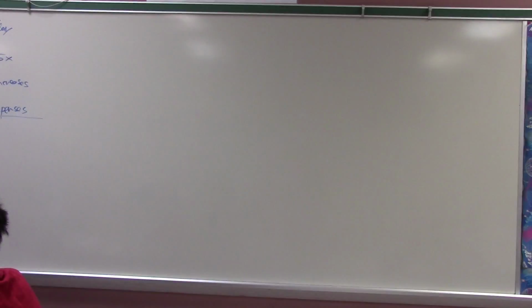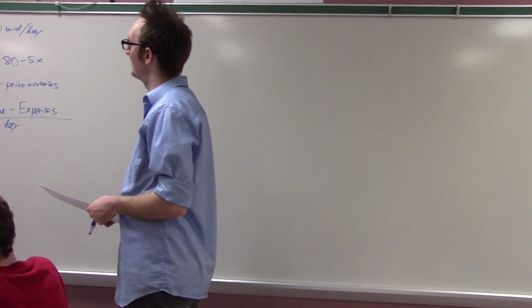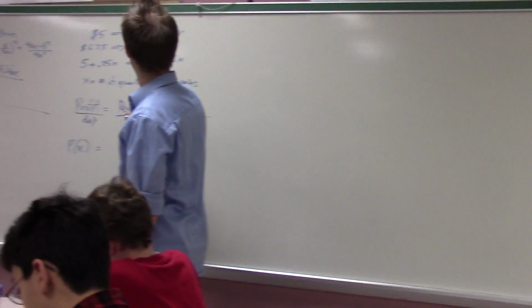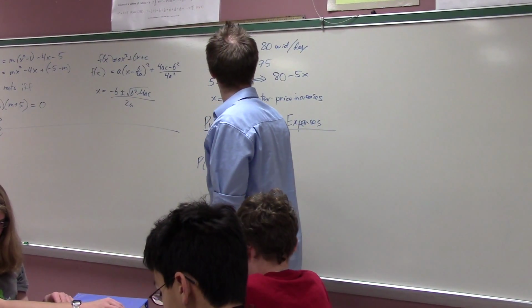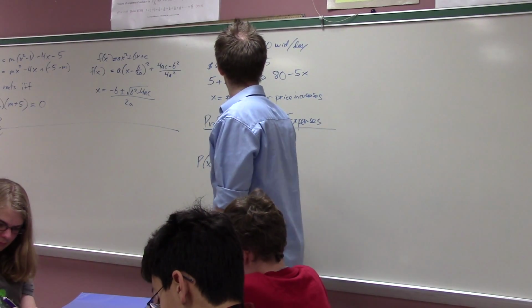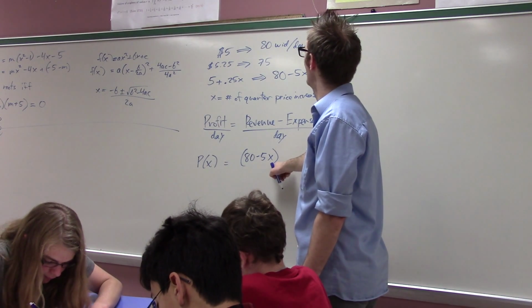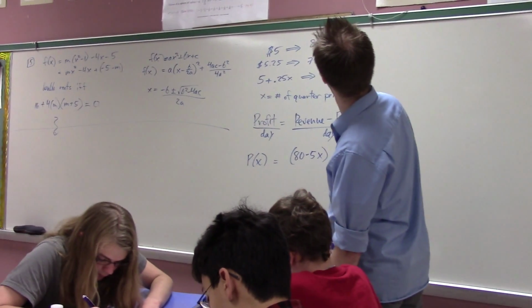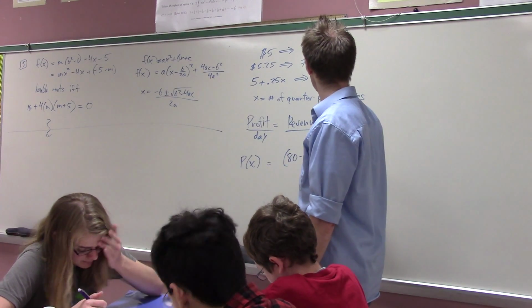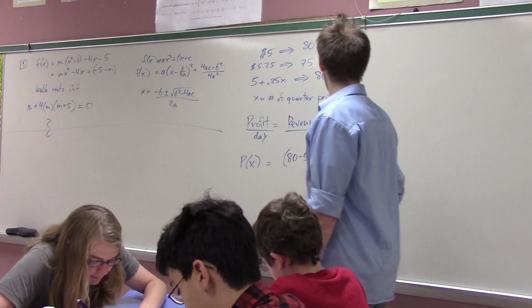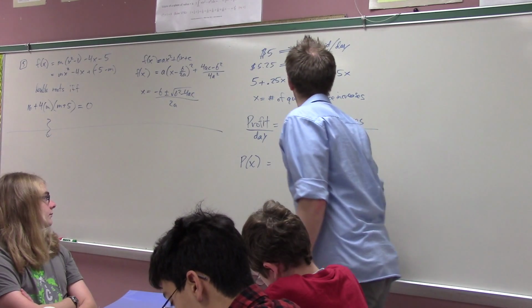I want to make a profit function, which is a function of the number of quarter price increases. Well, the revenue is the total number of widgets which I sell per day, which is 80 minus 5x, times the amount of money I make. No, I think I screwed that up. Oh yeah. The number of widgets I sell per day times the price I get per widget, which is 5 plus 0.25x.